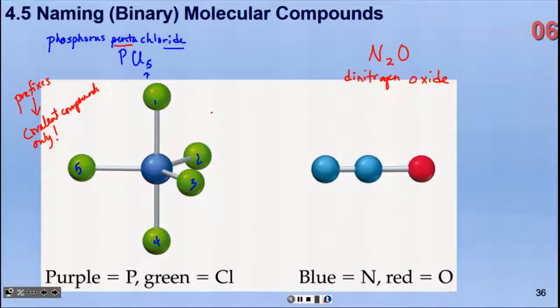It's dinitrogen oxide, or you could say dinitrogen monoxide. Both are possibly going to be used. So dinitrogen and monoxide will be completely clear. But then we don't put in 2 O's, it's just monoxide. This is probably preferred. Sometimes you'll see both.